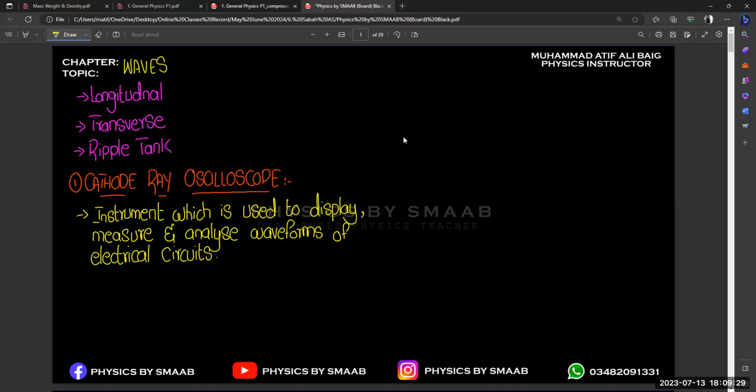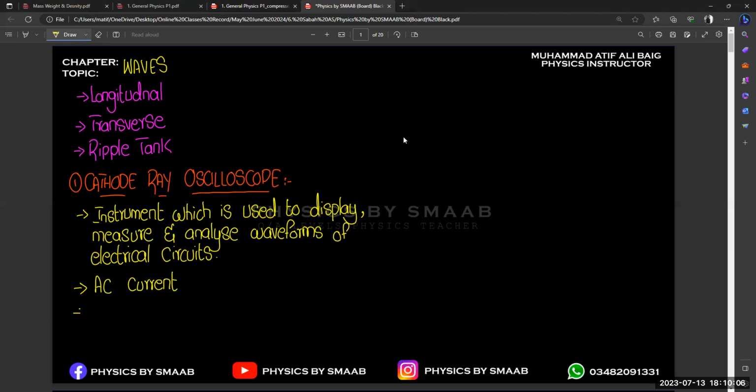Now one more thing. Suppose you want to choose between AC and DC. Are we going to use AC in an oscilloscope or DC? I think you're going to use AC. AC, because AC continuously changes its direction, so that will give you a waveform. In DC there is a direct current, so there will always be a horizontal line, right? So basically, we are going to use AC current in an oscilloscope.